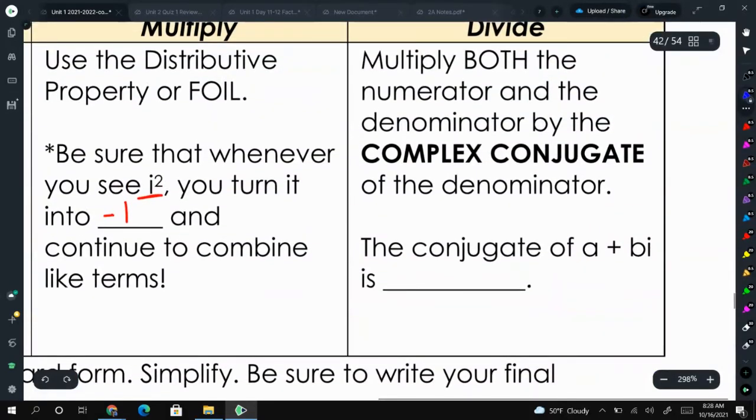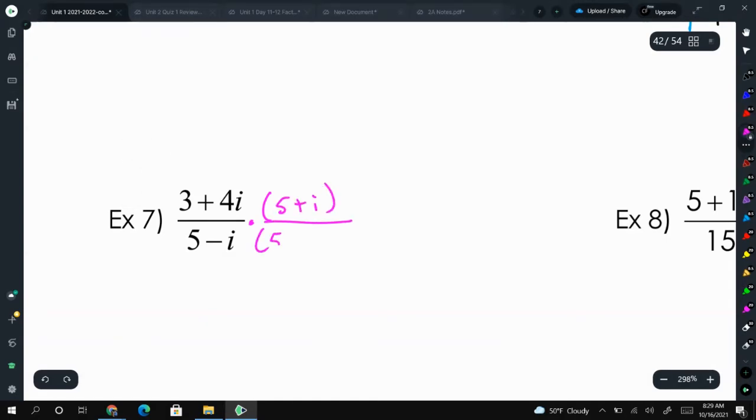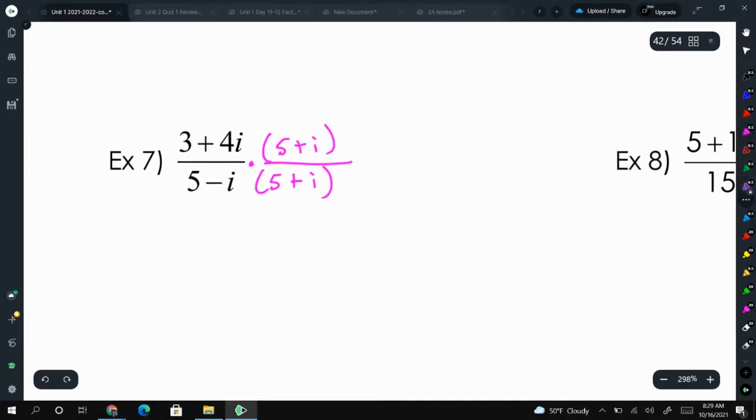If we are dividing complex numbers, we're going to multiply by the complex conjugate. I remember we talked about conjugates where the numbers are the same in the conjugate, but the sign changes. So if I have a plus bi, the complex conjugate is a minus bi. So now down here, if we want to simplify this, we multiply the top and bottom by 5 plus i. And then we FOIL the top and bottom.